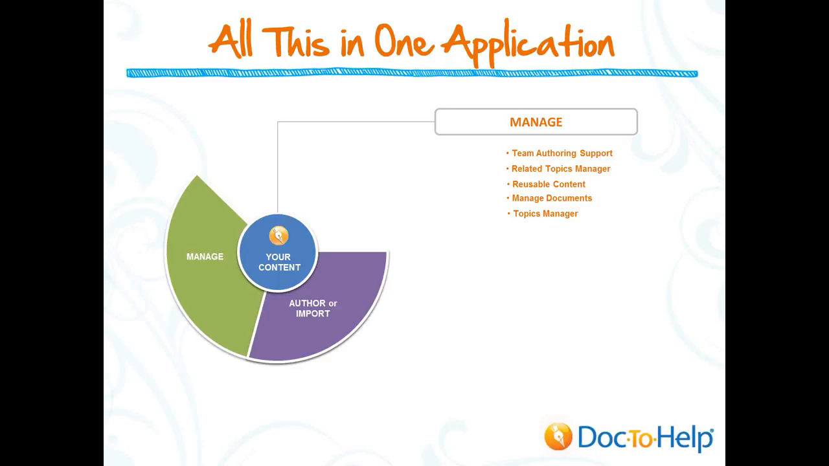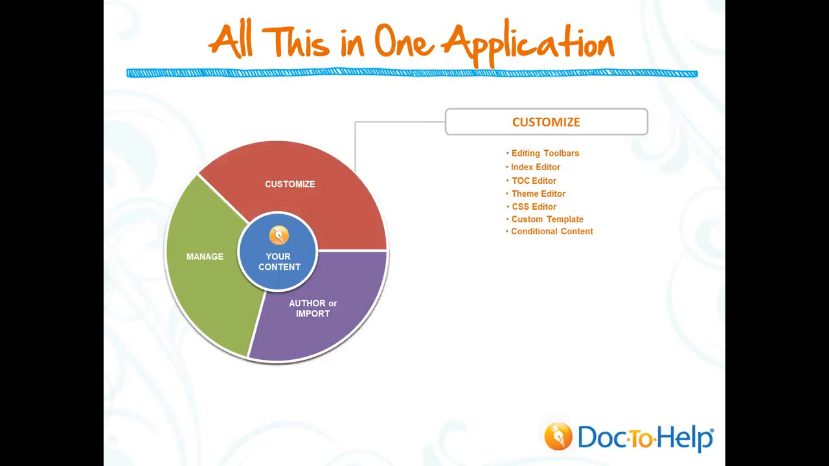Once the topics are created, Doc2Help gives you the tools to manage the project elements. These elements include topics, topic relations, reusable content, and documents, all the items that Doc2Help assembles into the outputs that you need. Doc2Help automatically creates a table of contents, index, glossary, formatting, style sheets, and templates, and gives you editors that make it fast and easy to manage it all.